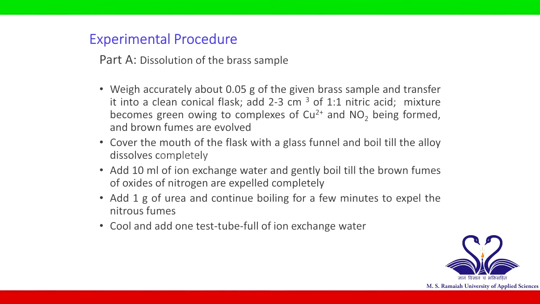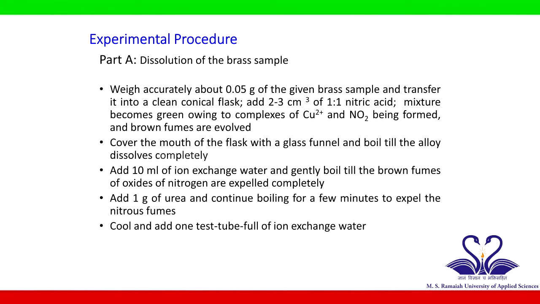Procedure: weigh accurately about 0.05 gram of the given brass sample and transfer it into a clean conical flask. Add 2 to 3 cm³ of 1:1 nitric acid. The mixture becomes green owing to complexes of Cu2+ and NO2 being formed, and brown fumes are evolved. Cover the mouth of the flask with a glass funnel and boil till the alloy dissolves completely.